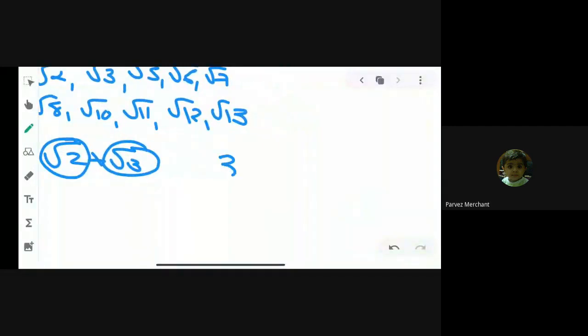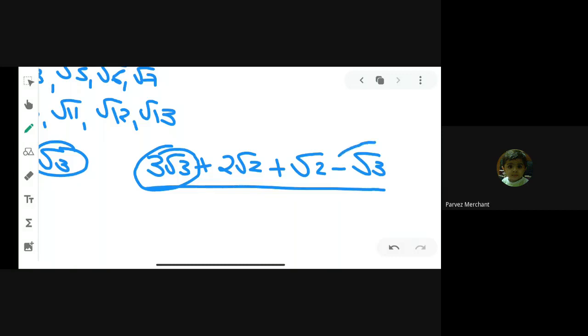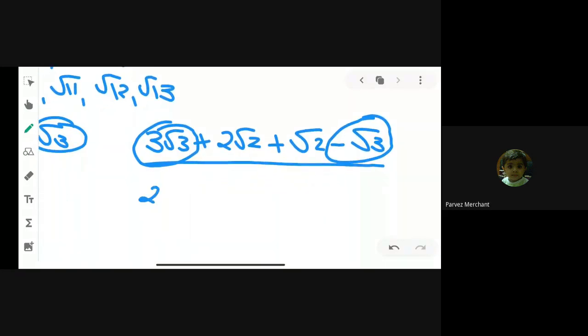If you have 3 root 3 plus 2 root 2 plus root 2 minus root 3, and you want to simplify this, you can see the first term 3 root 3 and last term minus root 3. These two terms are like terms because they both have root 3. Clear all of you? So you can subtract 3 root 3 minus root 3. What is the answer? 2 root 3. Yes or no?